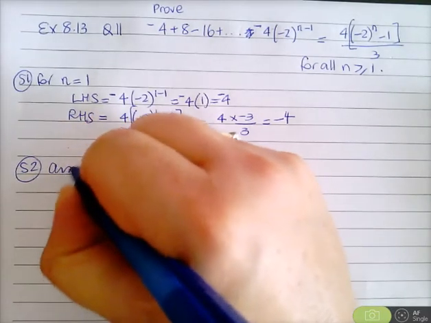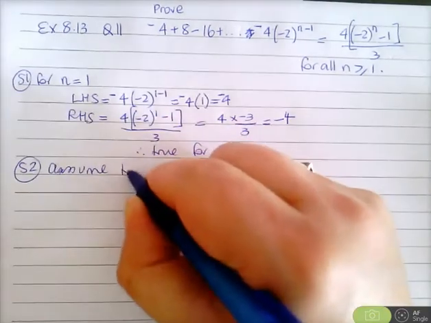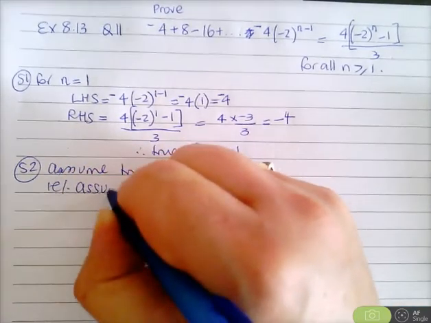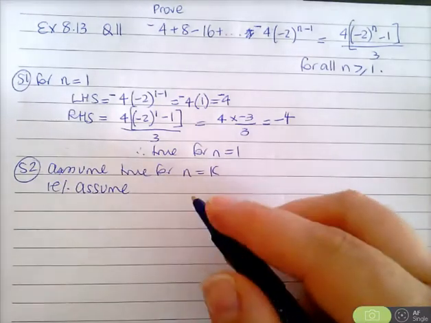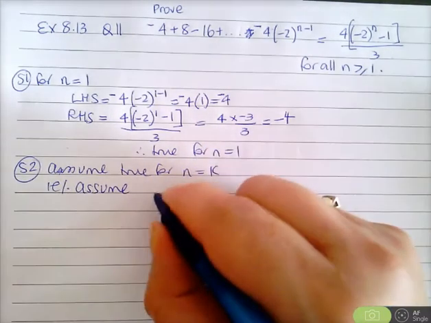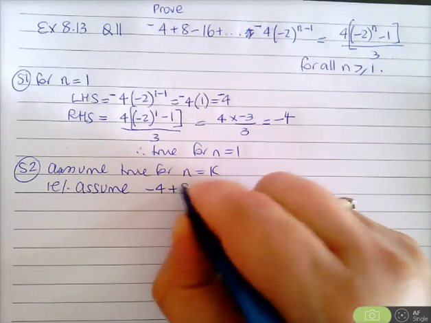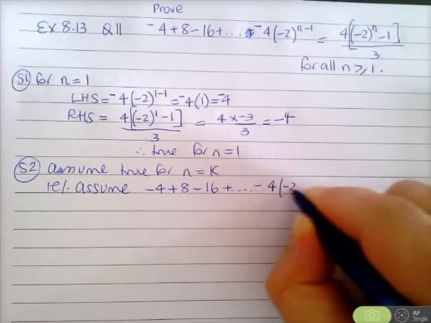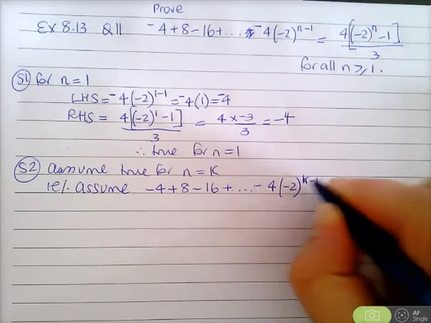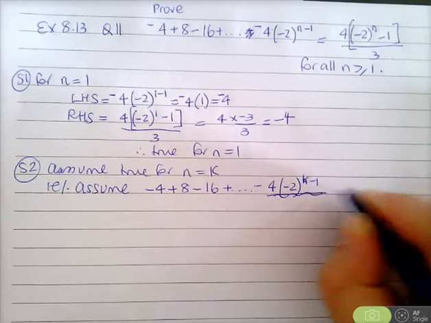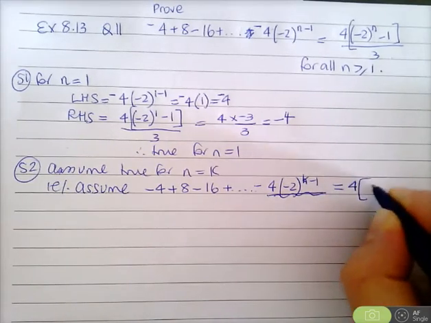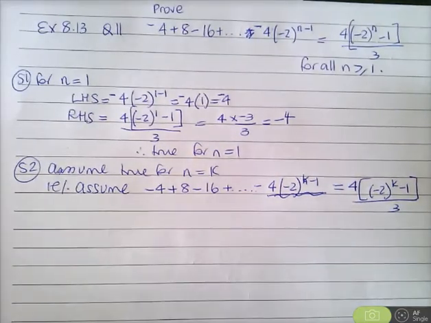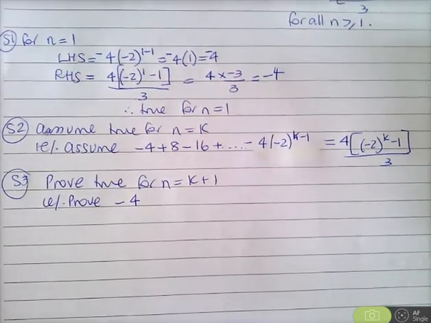Assume true for n equals k. So now, in the back, did they have it as I've got it? All right, assume that negative 4 plus 8 minus 16 plus ... minus 4 bracket negative 2 to the k minus 1, equals 4 bracket negative 2 to the k minus 1 over 3. True for n is k. Now we prove true for n equals k plus 1.